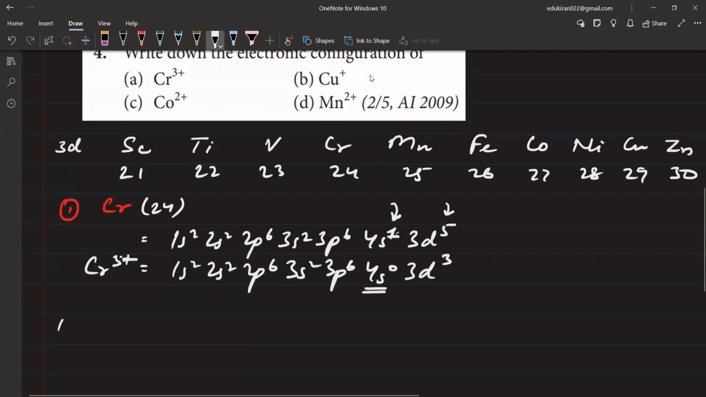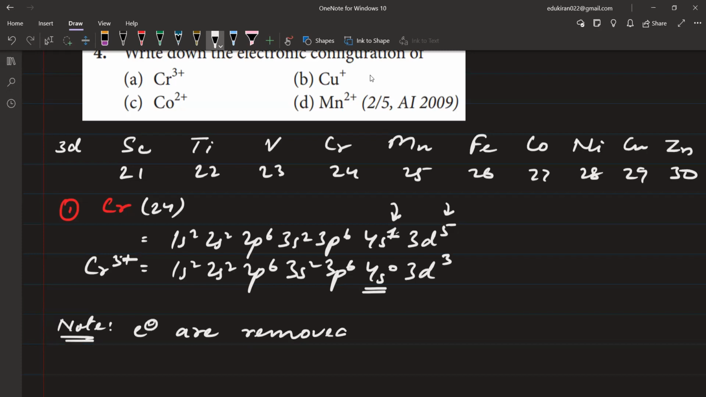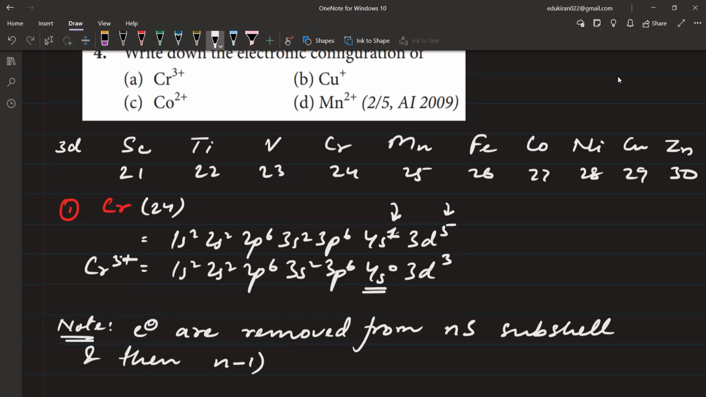Okay. Let's write a note. Electrons are removed from the ns subshell and then the (n-1)d subshell. Why? Because 4s is the outermost electron, right? 4s, fourth shell. 3d, even though it is higher in energy, it is closer to the nucleus. It is not the outermost electron.